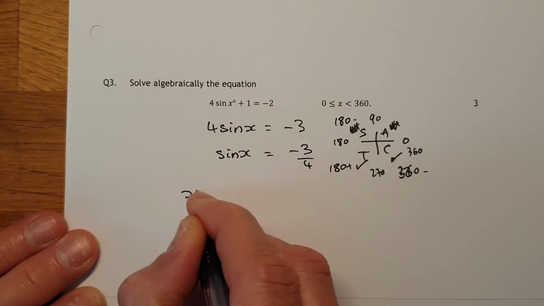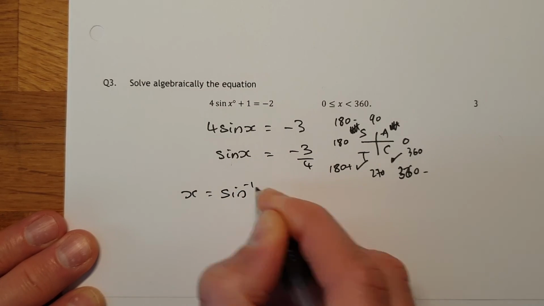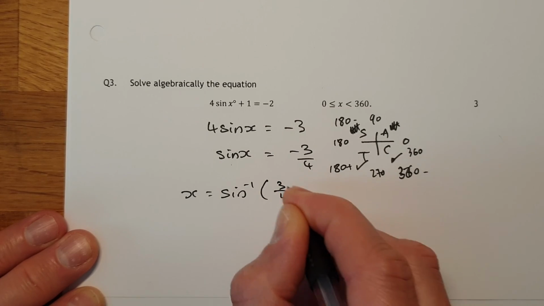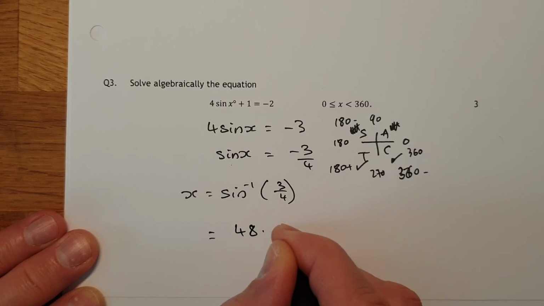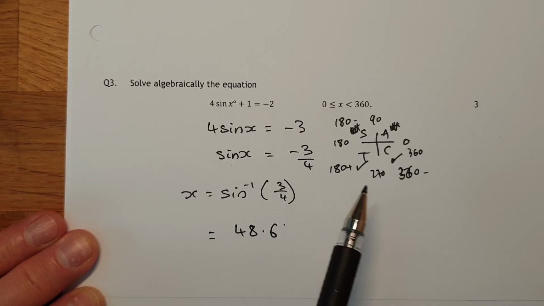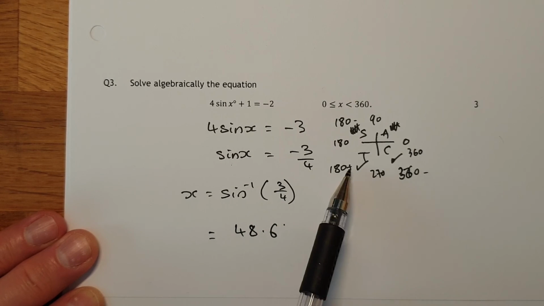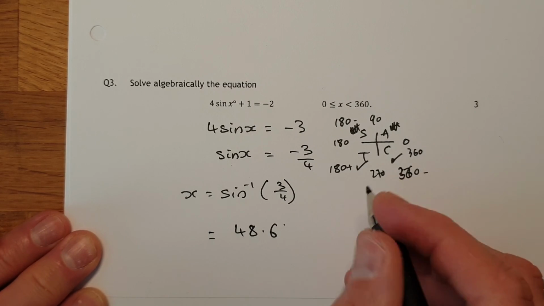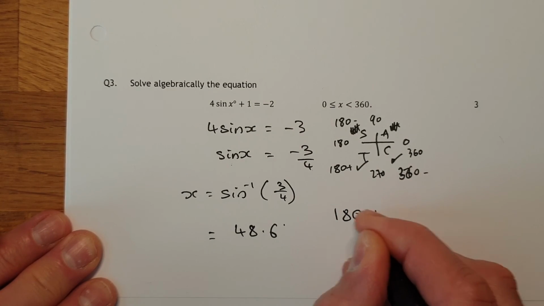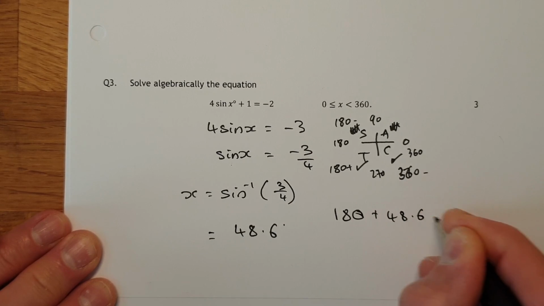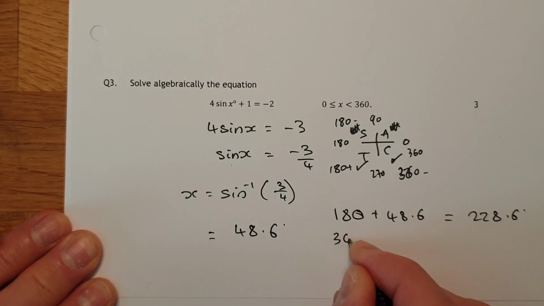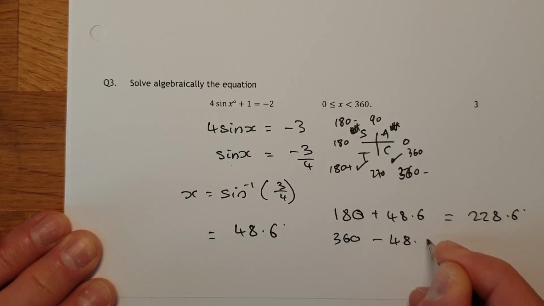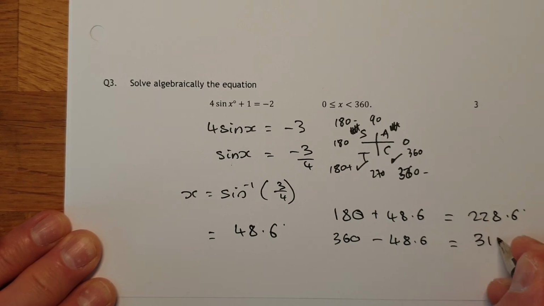But when you're doing the inverse sine, you don't put the negative in, just inverse sine of 3 over 4, and that comes out at 48.6 degrees. So you can get two answers when you're adding 48.6 to that and you're subtracting 48.6 from that. So 180 plus 48.6 gives us 228.6 degrees, and 360 minus 48.6, and that comes to 311.4 degrees. So those are two solutions.